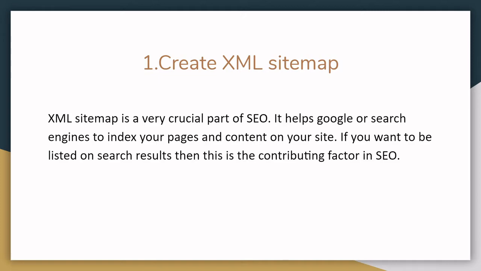To create a sitemap is simple. Just type in your URL and slash sitemap.xml. Your XML sitemap will be created. If not, then you can create your sitemap with your SEO plugin, whether you are using Yoast SEO or RankMath. These plugins automatically create your site's XML sitemap. You just have to submit it in Search Console. Simply, you can do it.